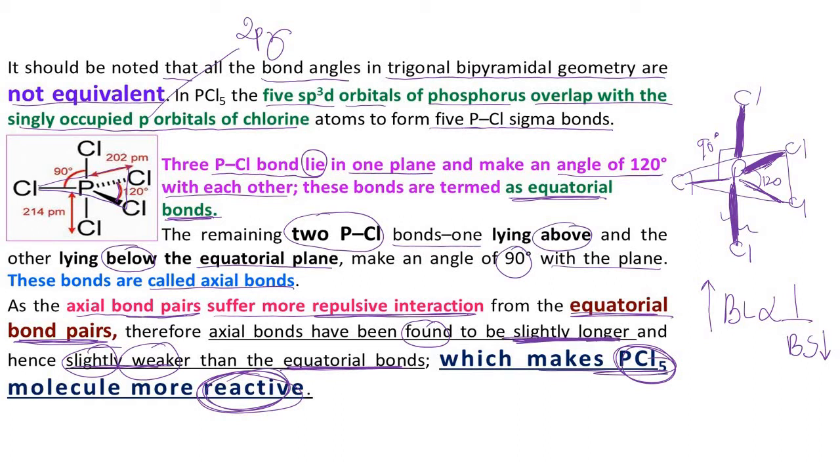I hope you understood the hybridization of sp3d, the angle, the equatorial bonds, the axial bonds, and that the axial bonds are longer in nature. If bond length is larger, bond strength is weaker, and this is what makes PCl5 more reactive in nature.